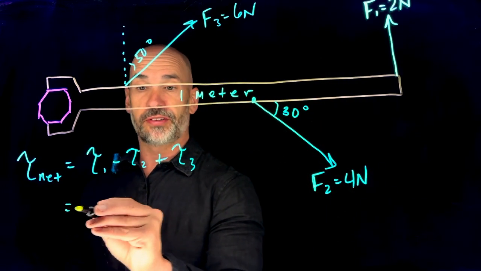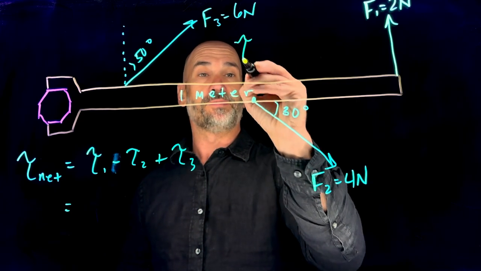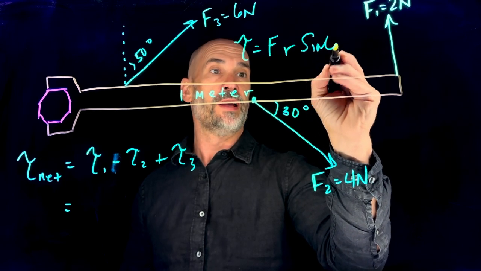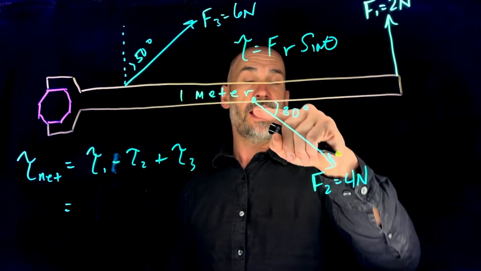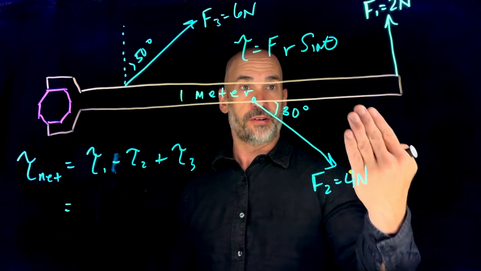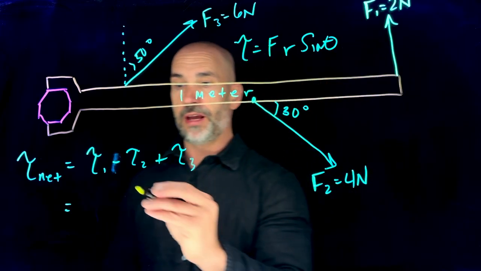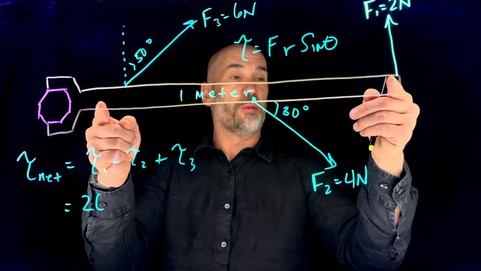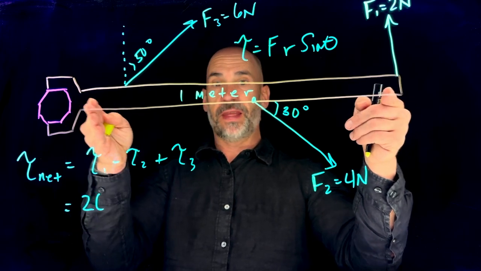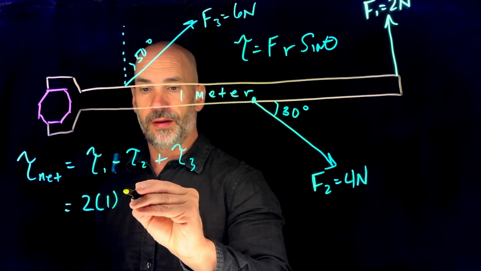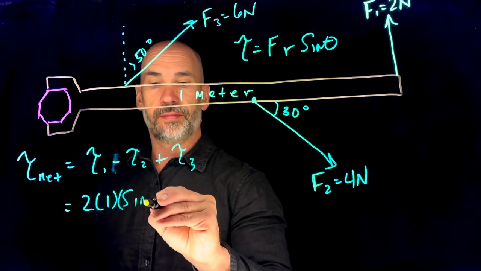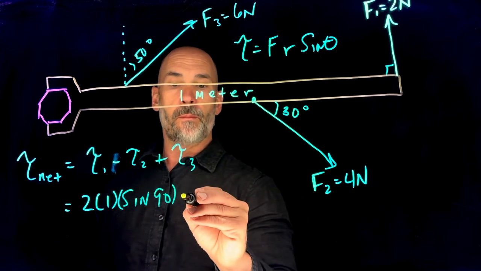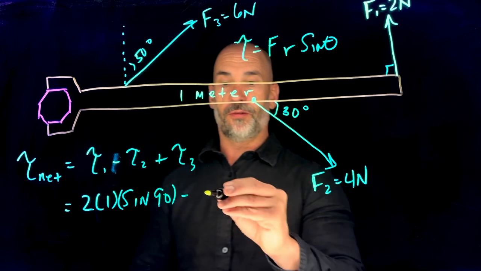So let's find out what these torques are. Remember, the formula for torque is F R sine theta, where theta is the angle between the force and the object that you're trying to turn. So in the case of F1, we have 2 times 1. R is the distance from where the force is applied to the axis of rotation. That's the full 1 meter, times sine of, well, that's 90 degrees, so it's just sine of 90. Minus F2 has a force of 4.